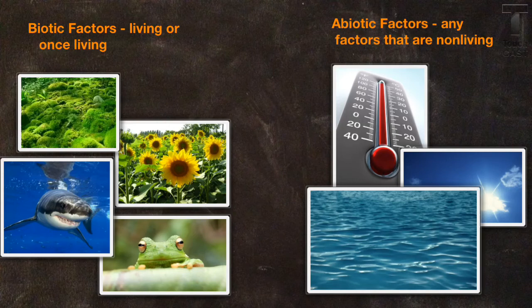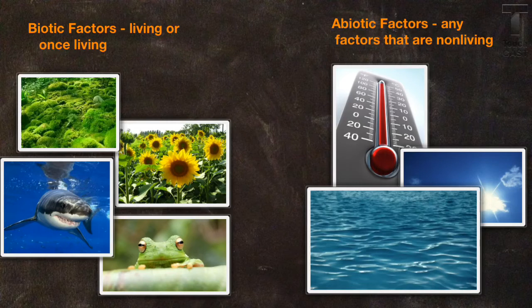In our ecosystems, we have biotic and abiotic factors. Biotic factors are just anything that is living or was once living, so that would be like your animals and your plants. Abiotic factors are factors that are non-living, and those would be things like temperature, water, sunlight, and wind.